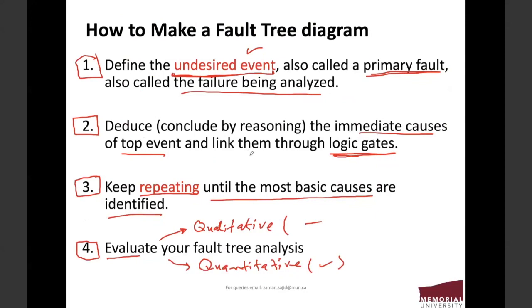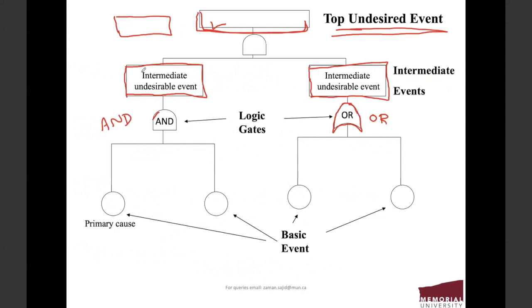So I identified these as my intermediate undesirable events, which are linked to the top event through an AND gate at the moment. It could be an OR gate as well. It depends on the problem. We will do some practice in today's lecture.